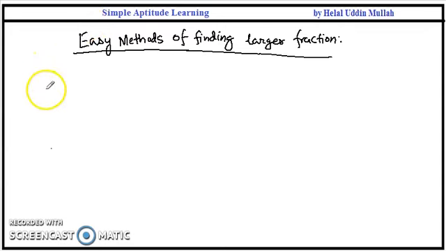So in this video we're going to learn about some easy methods to find the larger fraction. If given two fractions, how can we calculate which fraction is the larger one? For example, if we are given 5 by 11 and 7 by 15, how can you calculate which fraction is greater without doing the division?